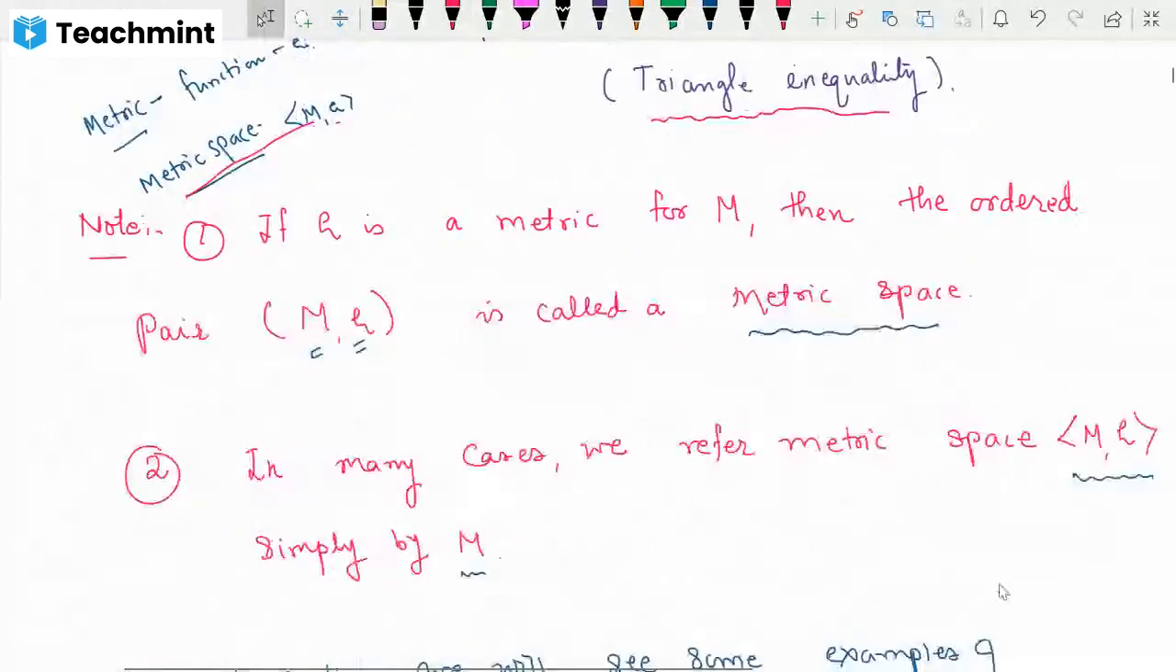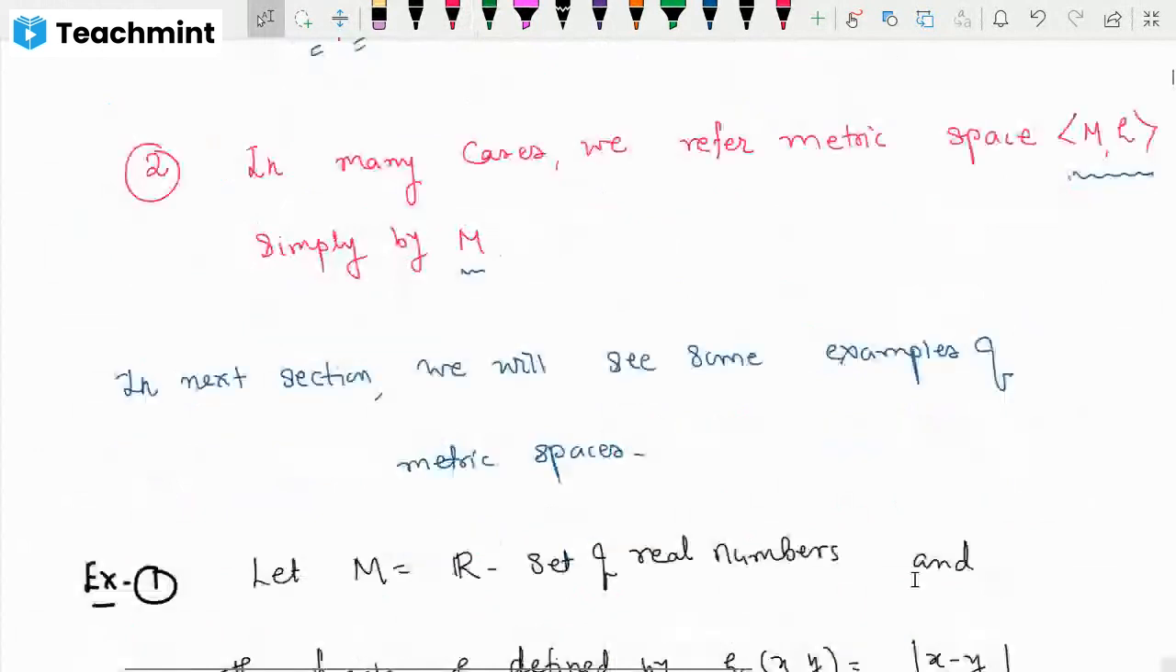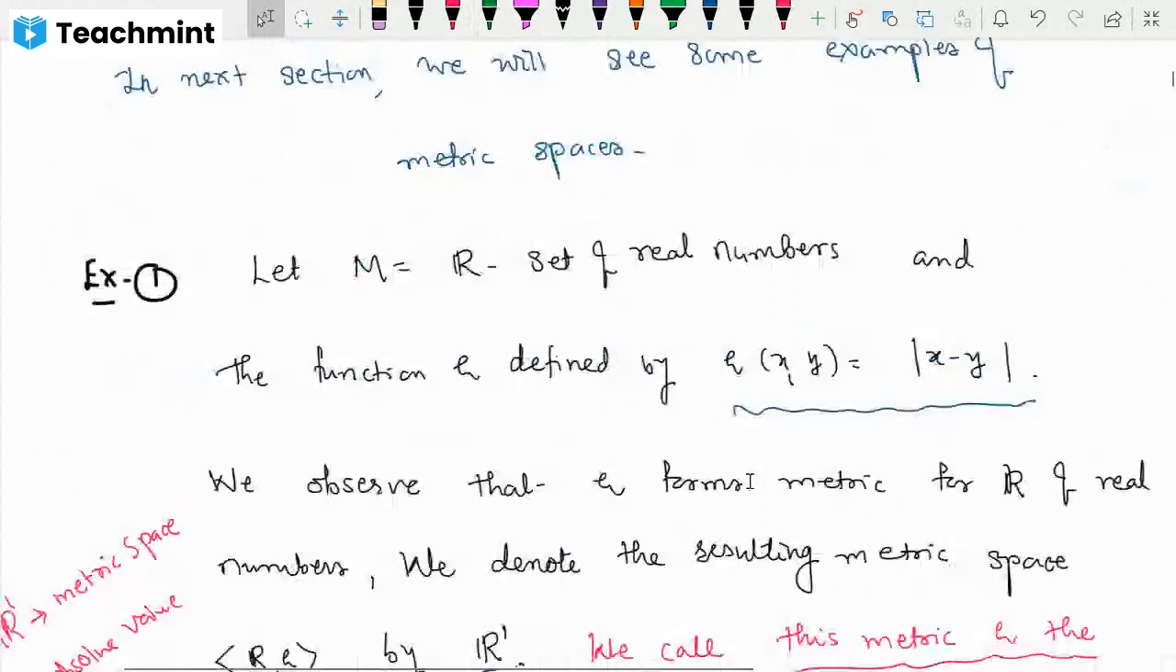And usually we will denote this metric space (M, rho) simply by capital M. So we will not write (M, rho). If M is there, then obviously it means that a metric is there with M. So always we will write capital M is a metric space, not a set, but a metric space in our course. So yesterday we have seen it. Then we saw just 3 examples of metric spaces.